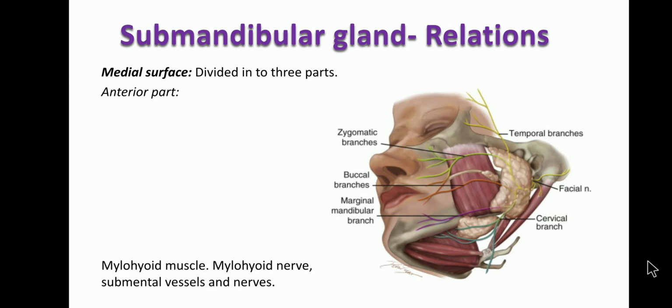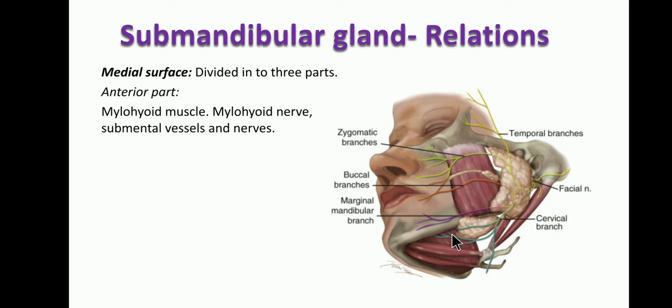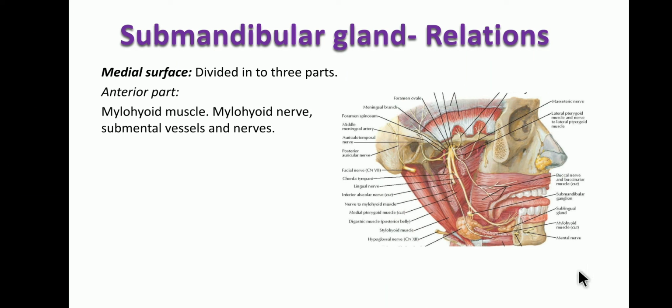Now the relations of the anterior part: the medial surface is resting on the mylohyoid muscle. Okay, so it is related to the mylohyoid muscle and the nerve and artery supplying the muscle, that is the mylohyoid vessels and the nerves. Mylohyoid nerve is a branch of the inferior alveolar nerve. So here you are able to see the inferior alveolar nerve before the nerve enters the mandibular foramen. So the mandible has been removed.